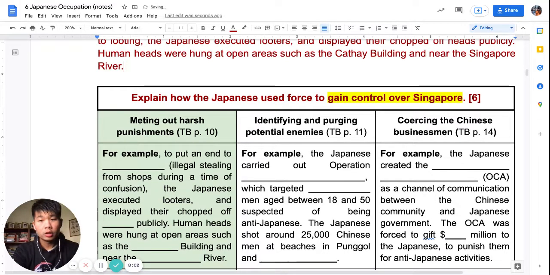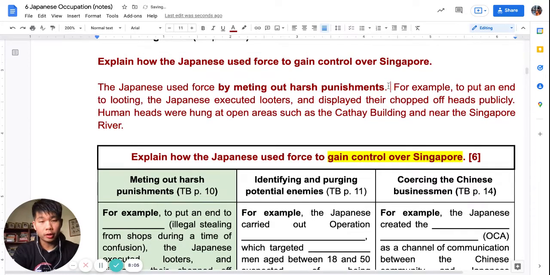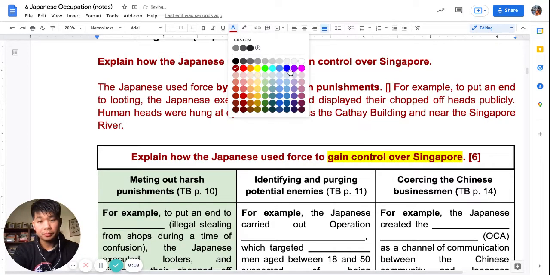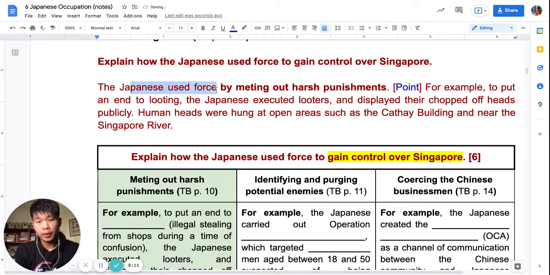Up to this point, it shouldn't be a problem. I just explained to you that the point is your ATQ plus ATQ, Japanese use force by, plus your main idea, meting out harsh punishments, right? So this is your point. And I said that, for example, blah, blah, blah, that's your evidence. I have some knowledge about this harsh punishment. An example I have is looting. And when people are looting, they get executed, their heads get chopped off, and the heads are hung at the Cathay building and Singapore River. This is my evidence. This is some historical knowledge I know. And this historical knowledge really illustrates the point.